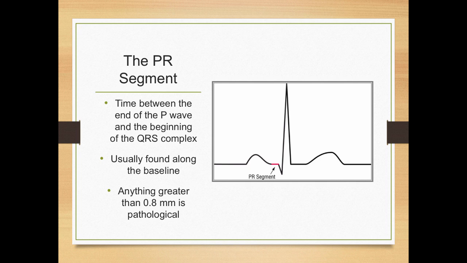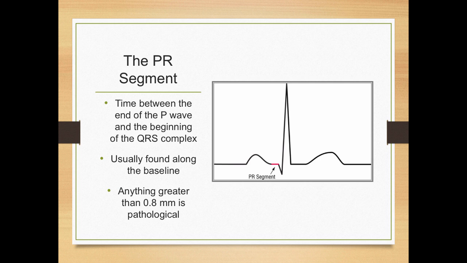Then we have the PR segment, again, not the P wave. So we have a P wave, we have a PR interval, we have a PR segment. The PR interval is a P wave plus the PR segment. Here we're just talking about the PR segment. It's just this little part right there. The PR segment itself, from the end of the P wave to the beginning of the QRS complex, should be at baseline.